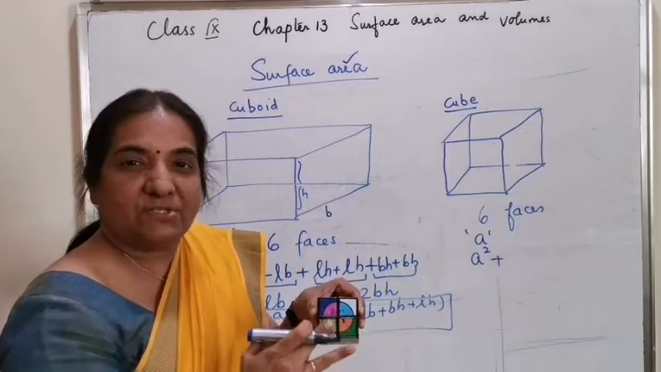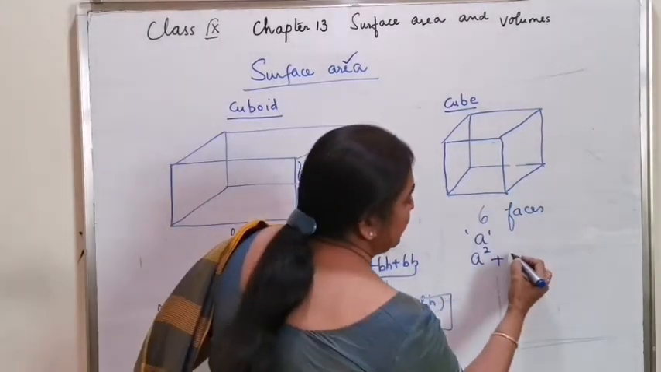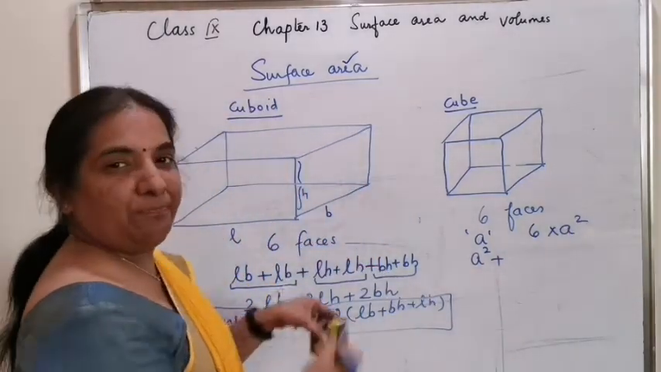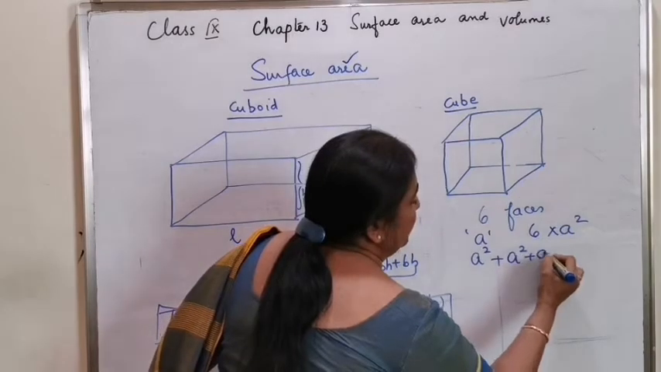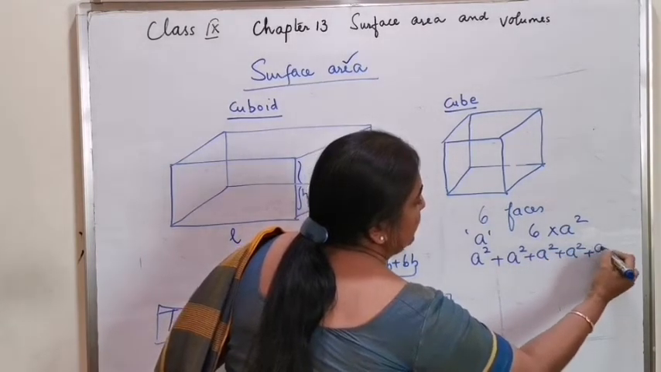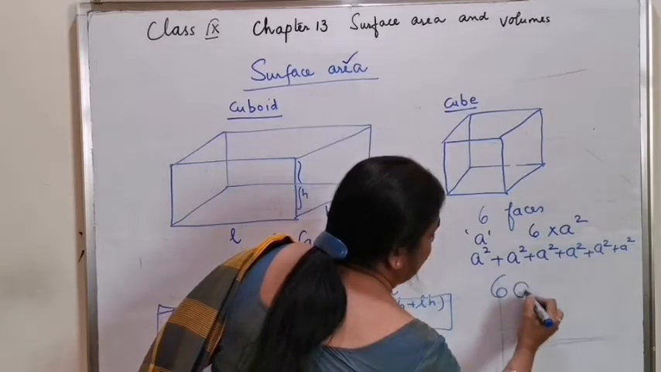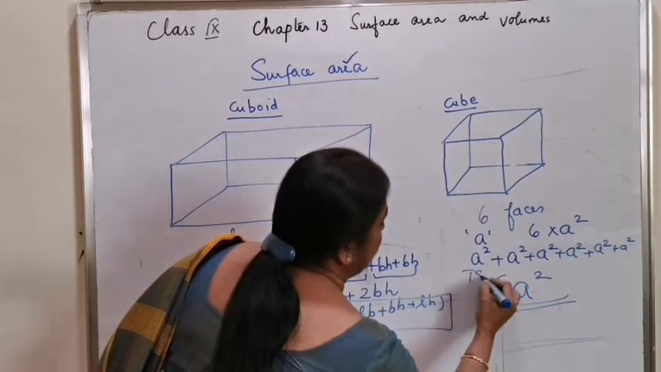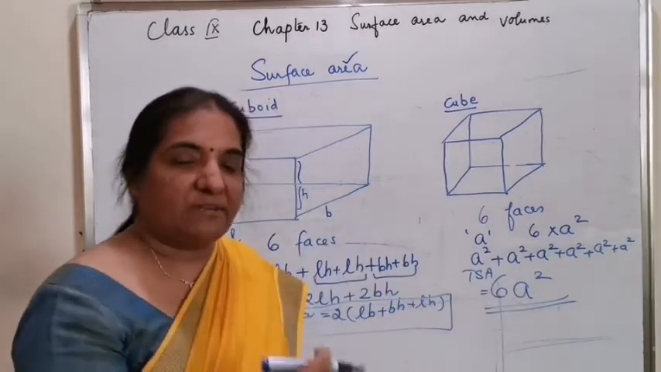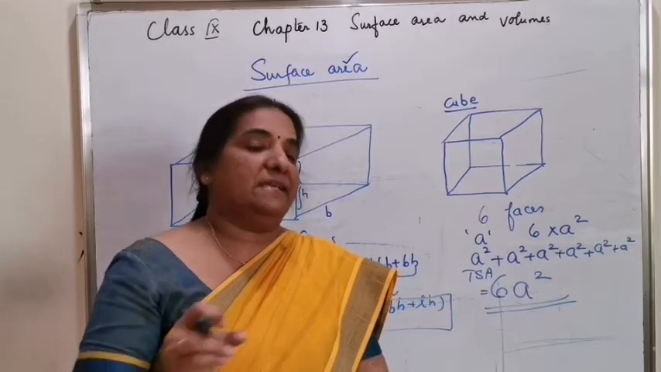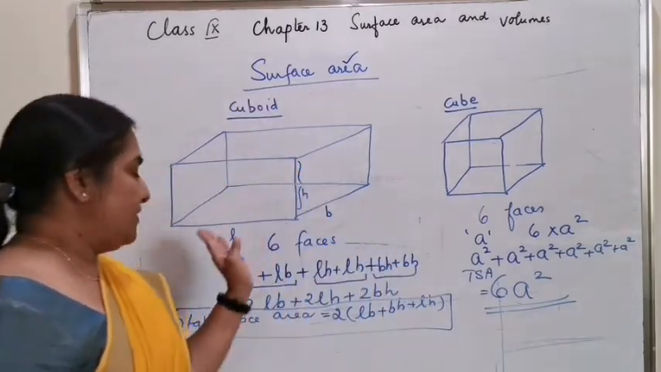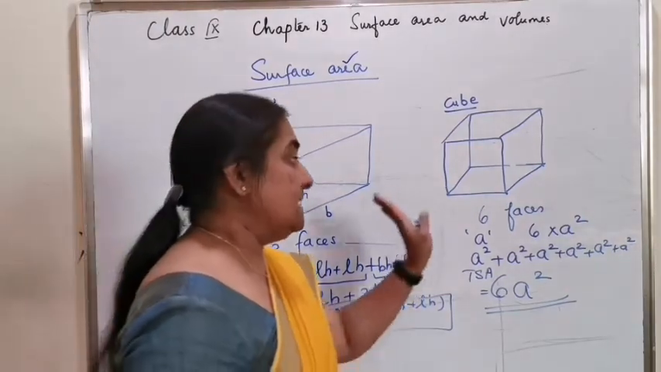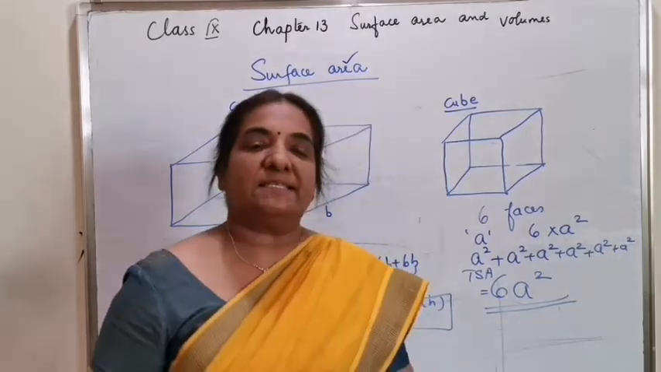The first face is A square. There are 6 faces. Either it is 6 times A square, or if you consider this way, A square plus A square plus A square, 6 times. That means 6 faces will give you the total surface area of a cube as 6A square. We normally call total surface area by the short form TSA. That means the TSA of a cuboid is 2 times LB plus BH plus LH, and TSA of a cube is 6A squared.